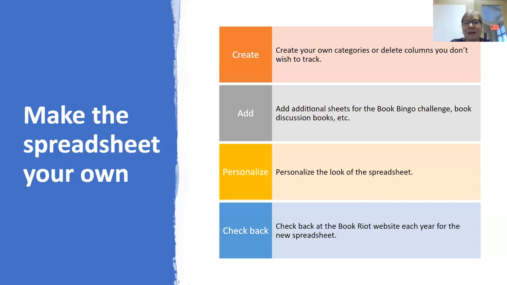So here's some ways in which you can make the spreadsheet your own. You can create your own categories, add additional sheets for things like if there's a book bingo challenge, for example, or book discussion books that you'd like to read, whatever you'd like. You can also personalize the look of the spreadsheet, make it a different color, turn certain columns different colors. If you really know how to use Microsoft Excel, for example, you can do all kinds of fancy things to it, including adding pivot tables if you choose. And then check back toward the end of the year and see if a new spreadsheet has been posted for the following year.